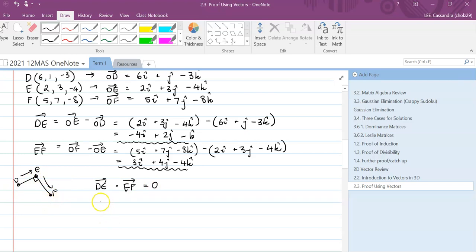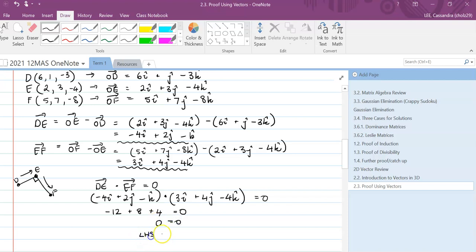Just as a reminder, when we do our dot product, we're going to multiply the x components, multiply the y components, and multiply the z components, and then add the 3 together to get our value. Starting with our x components, we have negative 4i and 3i. So negative 4 times 3 is going to make negative 12. Then let's find our y components. 2 times 4 is going to be 8. And then we're going to find our z components. Negative 1 times negative 4 is going to be positive 4. Alright, so negative 12 plus 8 plus 4 is actually equal to 0.